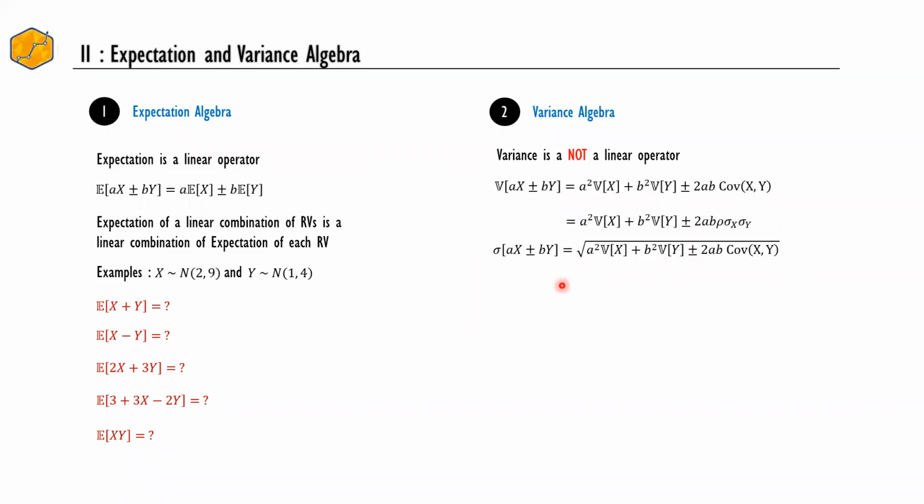Let's do some quick examples. Same two random variables, X is normal, Y is normal, and let's assume there is no correlation. That means rho is 0. What is variance of X plus Y?